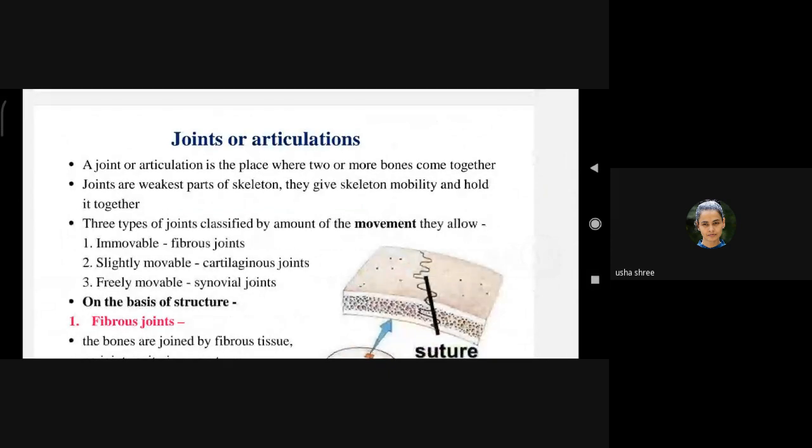Joints are known as articulations only. A joint or articulation is the place where two or more bones come together. Joints are the weakest part of the skeleton. Obviously, when two bones are meeting, there is not a hard part. They are just meeting.